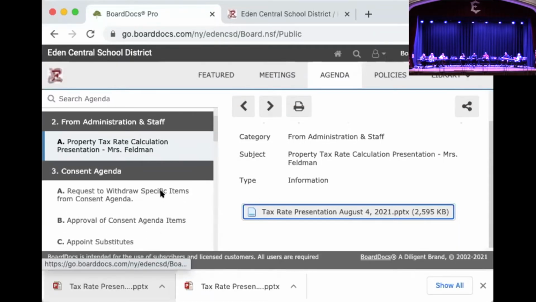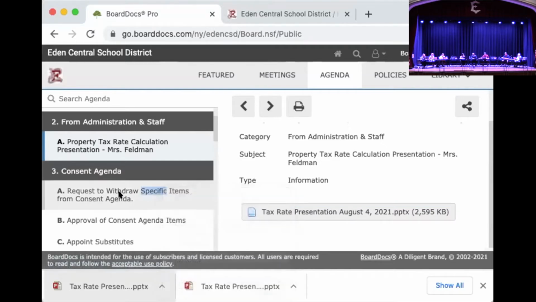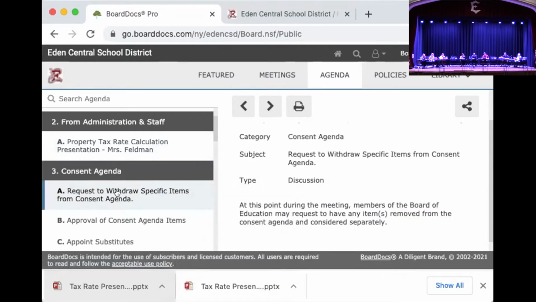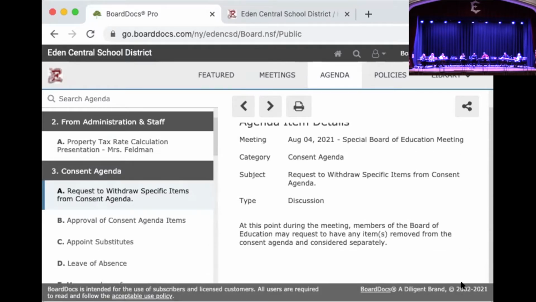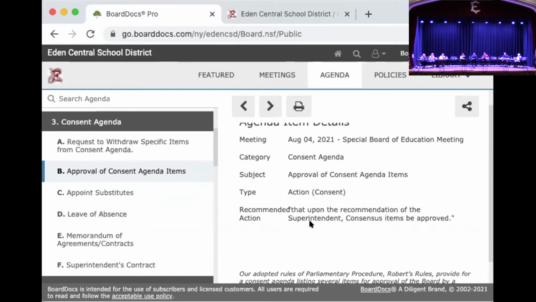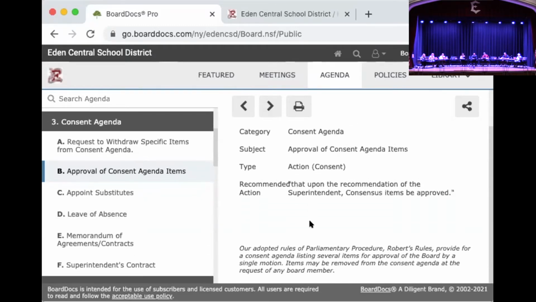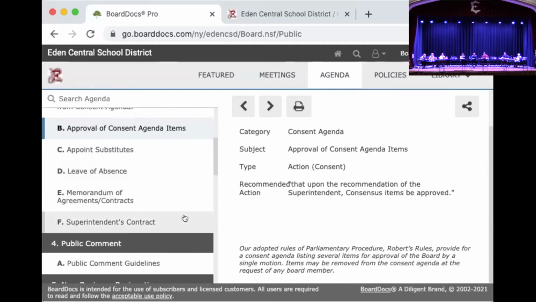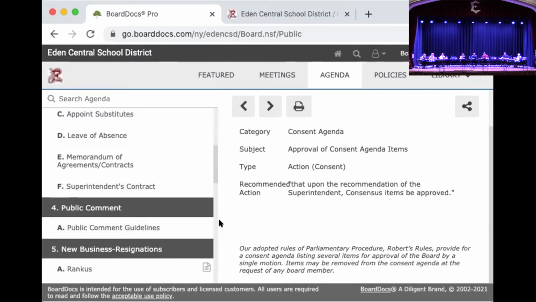Is there a request to withdraw specific items from the consent agenda? All right, so moving to B. That upon the recommendation of the superintendent, consent items be approved. Second. Any discussion? All in favor? Aye. Any opposed? Any abstained? Motion carried.